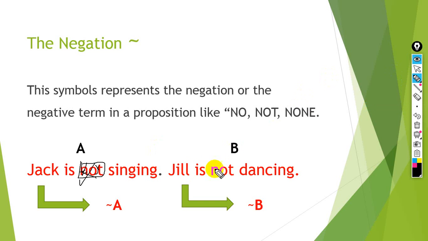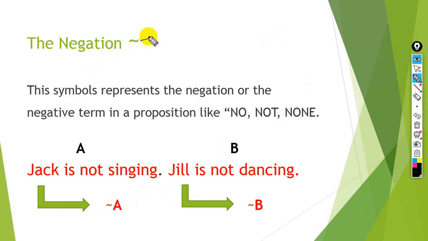For example, Jill is dancing. This is a positive statement, a positive proposition. What will be the negation of this? What will be the negative statement of this? The negative statement will be Jill is not dancing. So how will we represent it? By using the tilde sign.